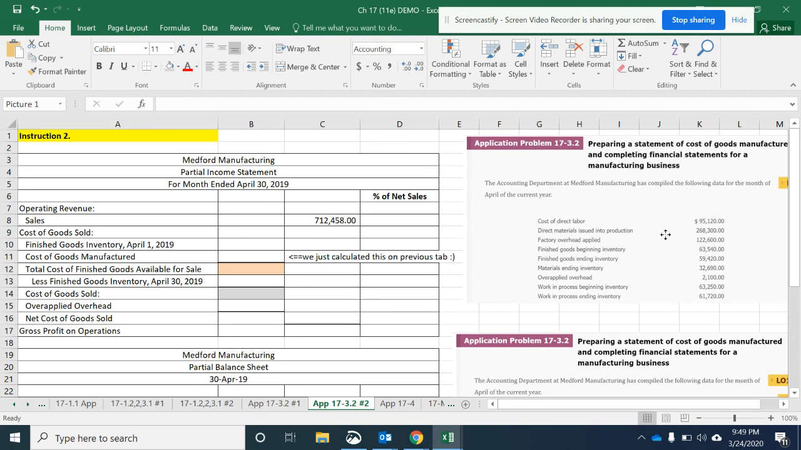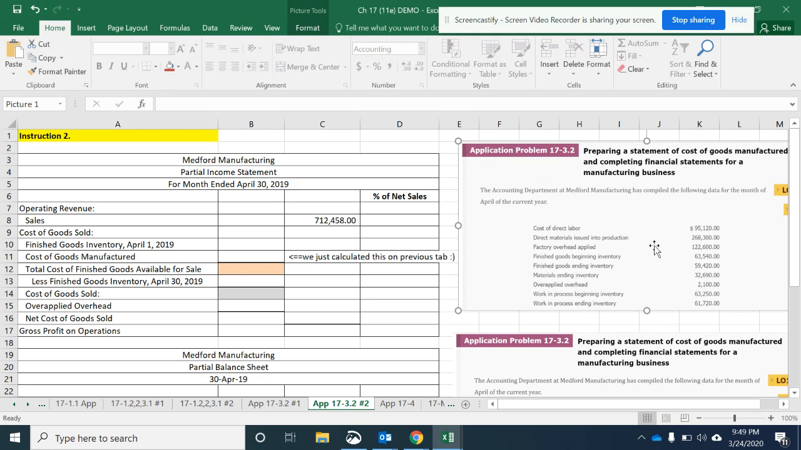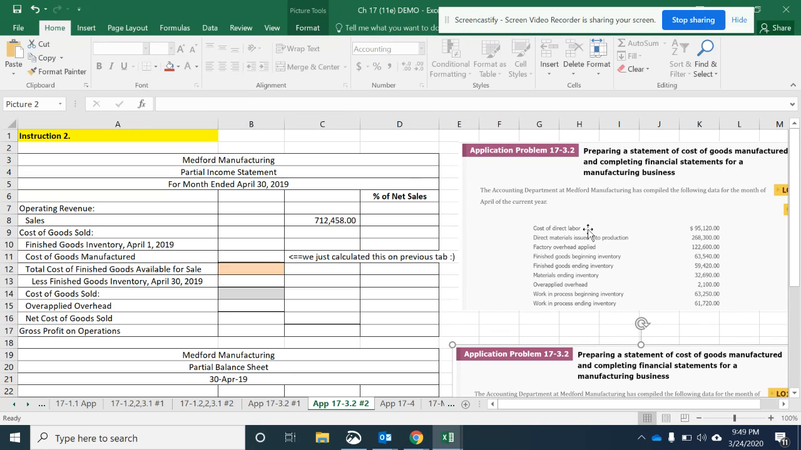So again, the information is right over here, given to us, and I also duplicated it under here for the balance sheet. So this is simply grabbing information from what is given to us. All right, so to figure out cost of goods sold, we have to take our finished goods inventory amount and place it in this box. So we're just going to type in that amount. That amount is over here, finished goods beginning inventory. So that's what we have ready for sale, right? $63,540.